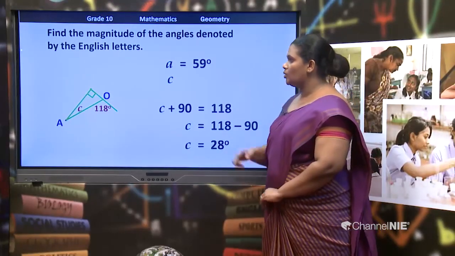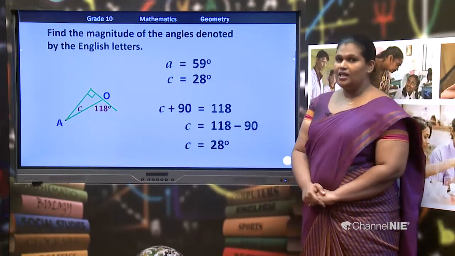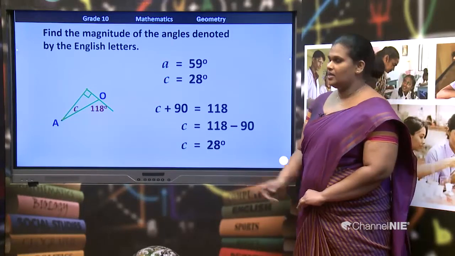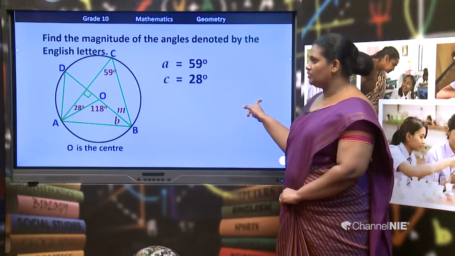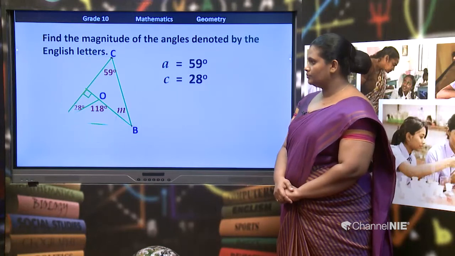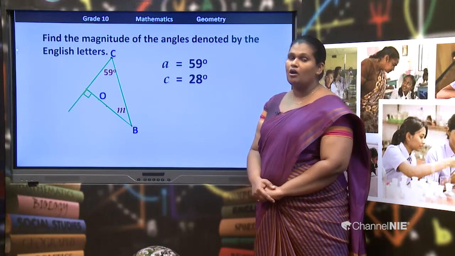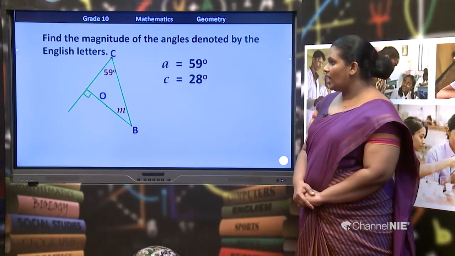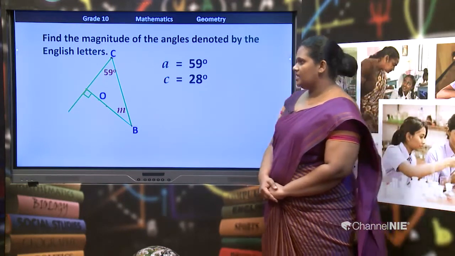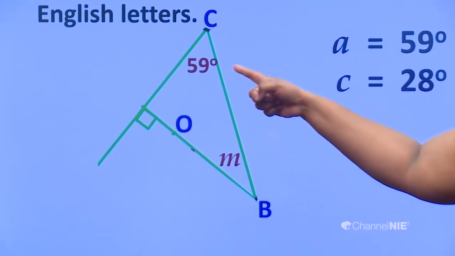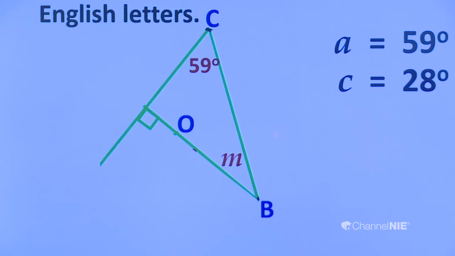Right. Now, we know the value of C as well. The magnitude of C is equal to 28 degrees. Right. Now, I will substitute that value as well. Right. We will get another one. This time, I am going to find the value of M. Right. Now, have a look at this triangle. Now, we know this angle is 90 degrees. This angle is 59 degrees. Now, once again, we can use the same theorem that we have used in the previous session.